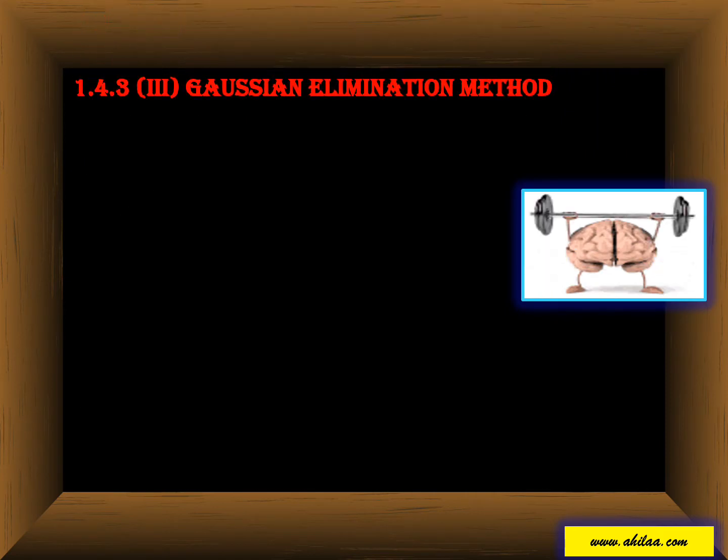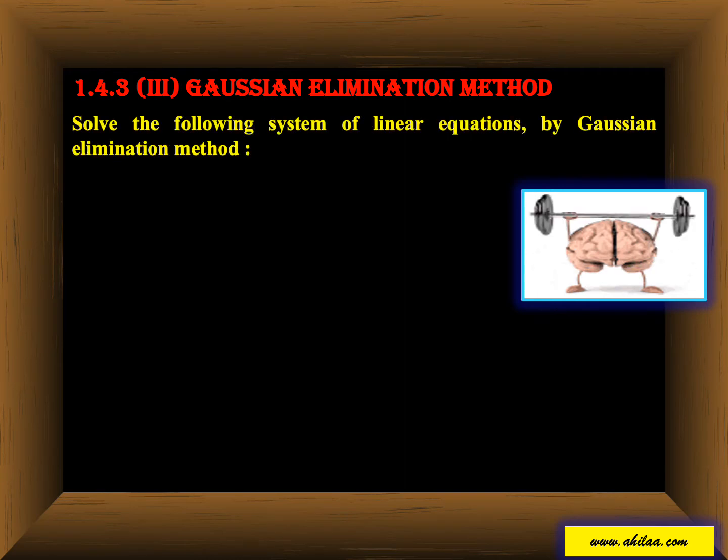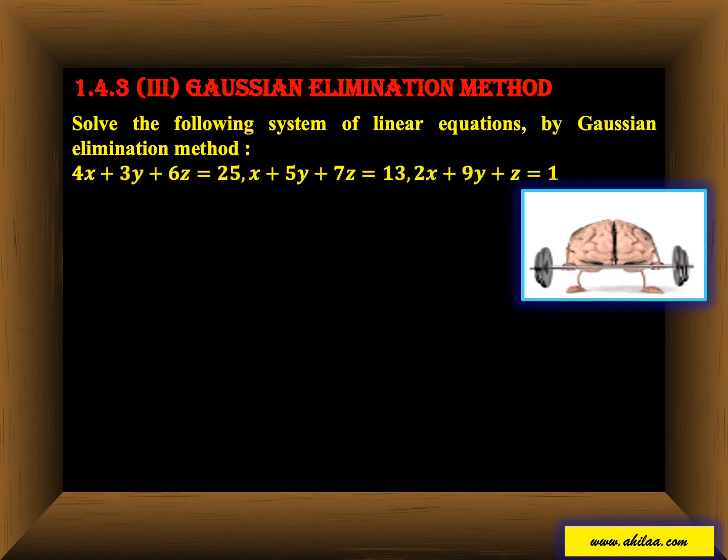1.4.3, third method, Gaussian elimination method. Solve the following system of linear equations by Gaussian elimination method. The equations are 4x plus 3y plus 6z equal to 25, x plus 5y plus 7z equal to 13, 2x plus 9y plus z equal to 1. Now let us see how to solve this. Remember the steps. First we need to convert to the matrix form, then get the augmented matrix, convert to row echelon form, and by back substitution get the solution. That is the method. Okay.